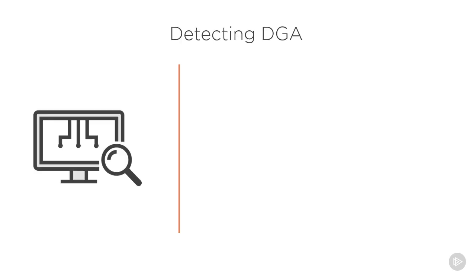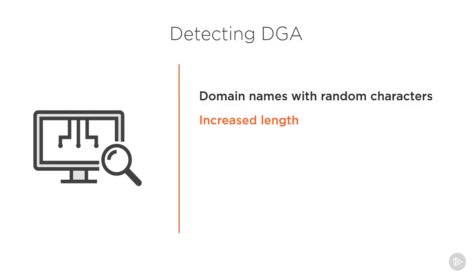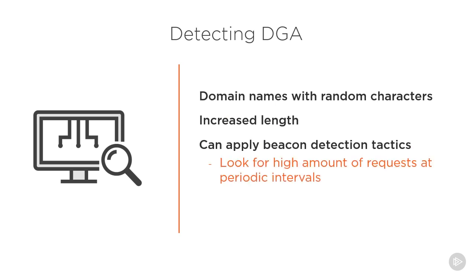To detect DGA as well as DNS tunneling, we can consider the following facts. The domain names will contain random characters. Domains will have an increased length. And we can also apply beacon detection tactics, meaning that we can look for a high amount of requests at periodic intervals of time. Since these domains will only be used by attackers, we can expect a reduced frequency of occurrence against the baseline traffic.